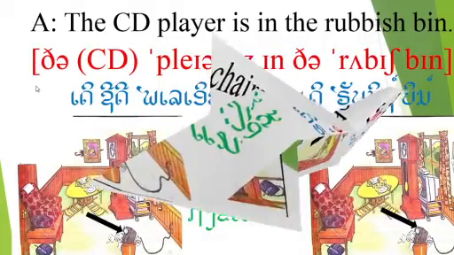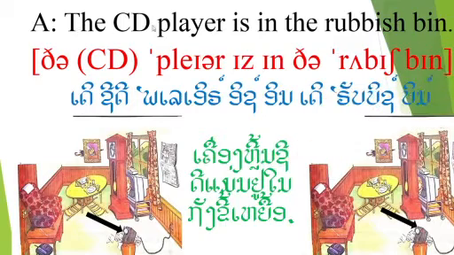Next answer. The CD player is in the rubbish bin. The CD player is in the rubbish bin. Now you can see from the black arrow the picture of the CD player, right?